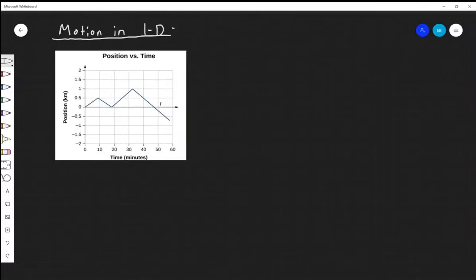So one of the first things we want to understand in physics is how to describe motion in one dimension. And we're going to start off understanding this by understanding the concept of length, with the goal being to really understand this plot over here, this plot of position versus time, and what it tells us.